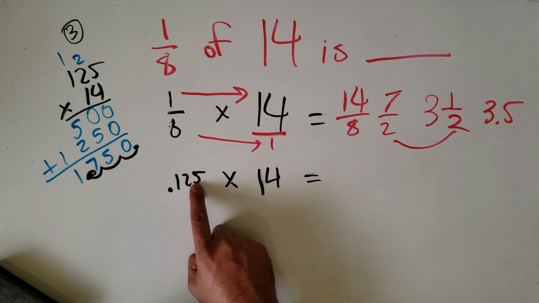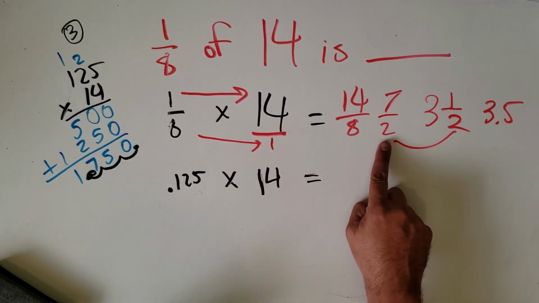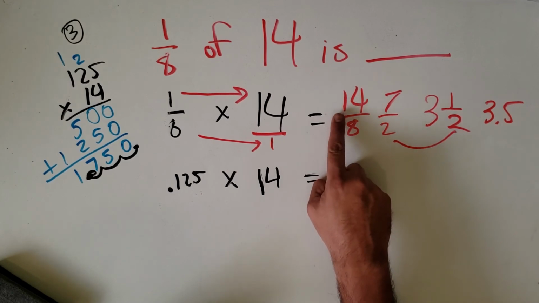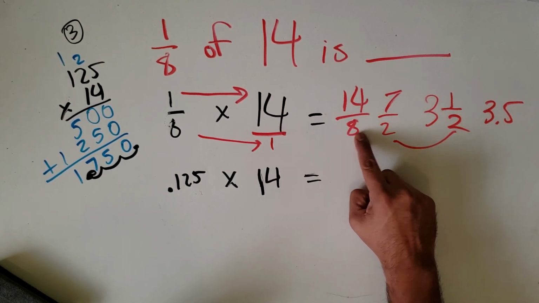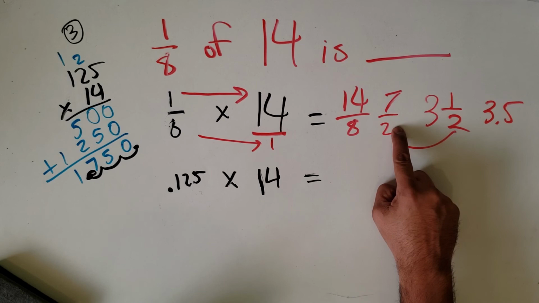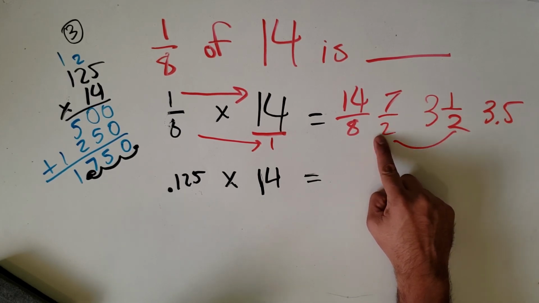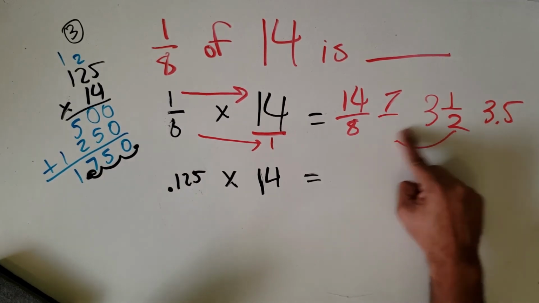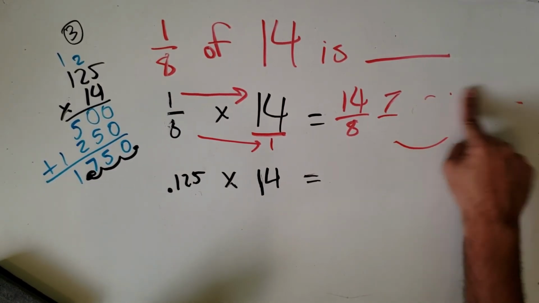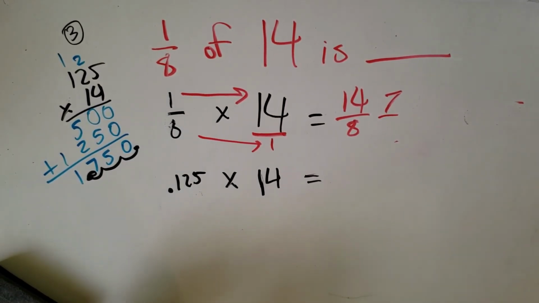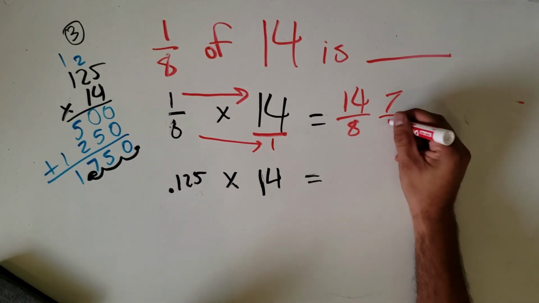So somewhere we messed up. Where did we mess up? I know where we messed up. Look over here. I cut these in half. I put 14 over 8, and I put 7 over 2. What's half of 8? 4. How come nobody said anything? Jeez, kids, come on. So that is wrong. So that should have been 7 over 4.